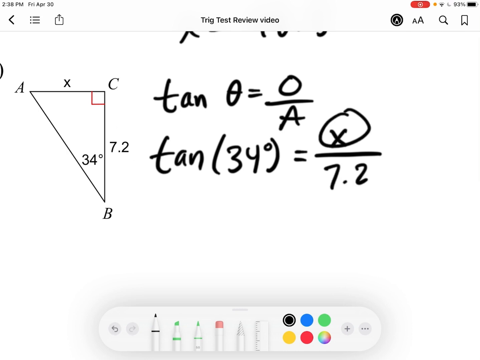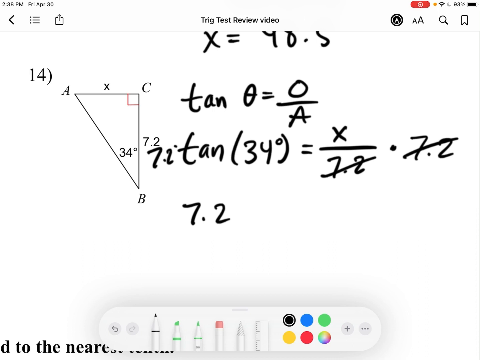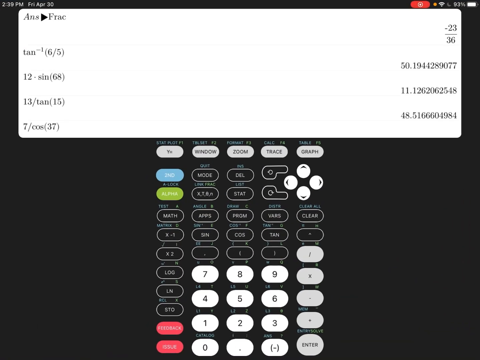This time x is in the numerator, so all we have to do is get rid of the denominator, and we'll be able to solve for x. So multiply both sides by 7.2 to cancel it out here. And we're left with 7.2 times tangent of 34 degrees is equal to x. So we're going to type in our calculator 7.2 times tangent of 34.